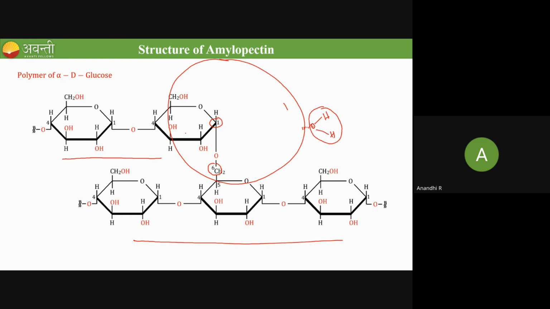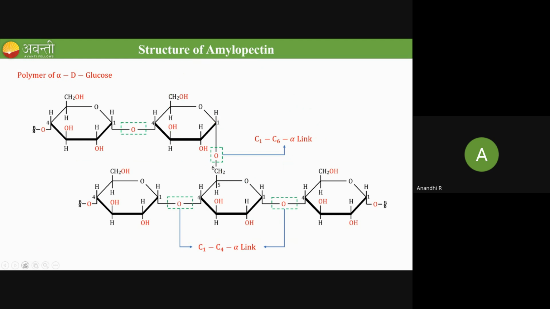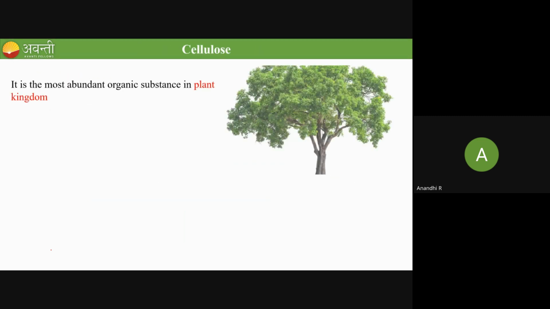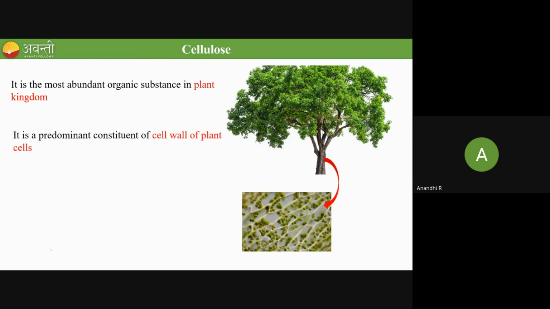Yes. So coming to the next part. Let me just erase this. These two, C1 and C4, are shown here for you, which are alpha linkages. And cellulose, the second polysaccharide. Cellulose is the most abundant organic substance in the plant kingdom. It is a predominant constituent of the cell wall of all plants.